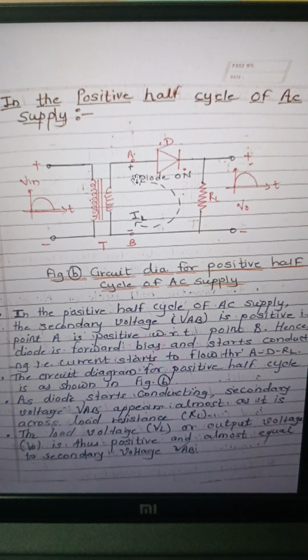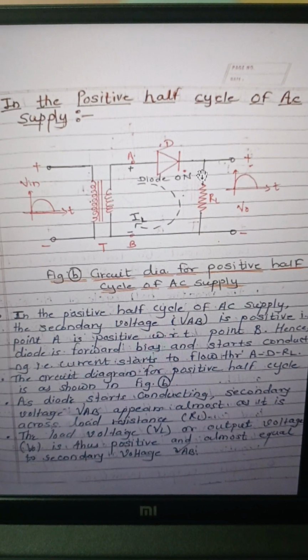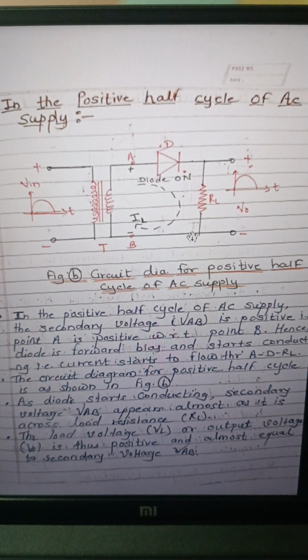So this current flows from point A, diode D, load resistance RL and again to the point B.